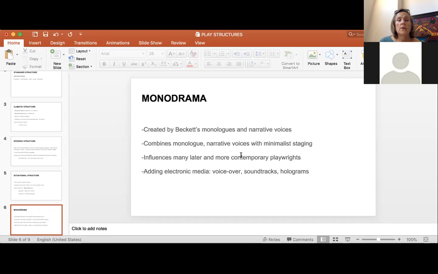Monodrama. This is a more contemporary structure created by Beckett, who was the author of Waiting for Godot, but that takes place with a lot of long monologues, and then there's a narrative voice in there. So a monodrama combines monologue, which is really one person talking to themselves, or one person talking and giving information to the audience. Then some narrative voices filling in a little bit of the blanks around what that person is saying, with very minimal staging.